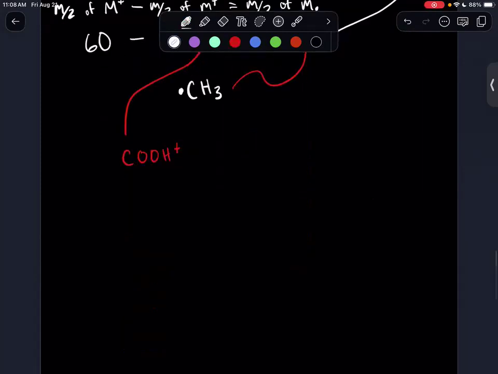A little bit of terminology that I'm going to add in is this thing called base ion peak. Base ion peak is literally just going to be our most abundant positive fragment.